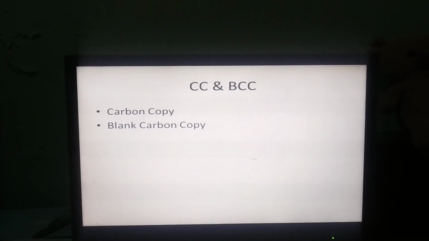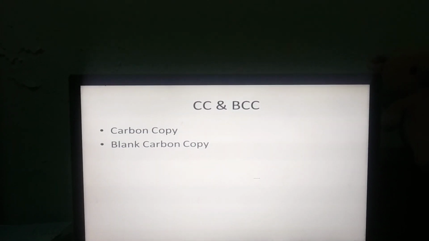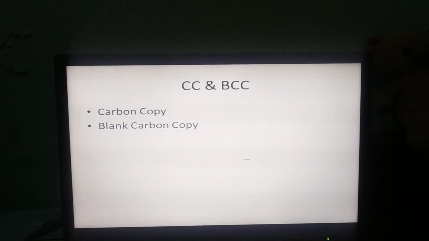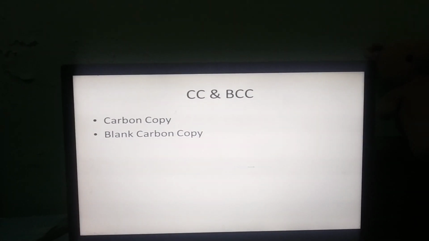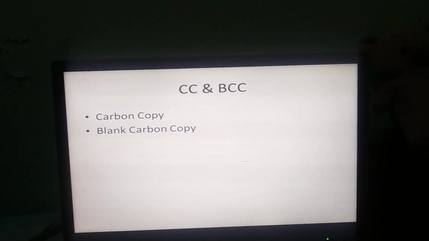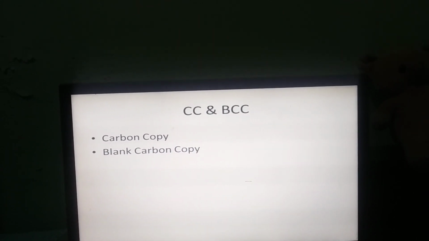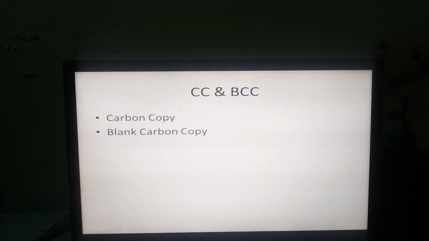Last thing is CC/BCC. Carbon copy means whom else you want to send it to. Blind carbon copy is a term we usually use in emails, where you do not want the receiver to know whom else you have sent the email to.